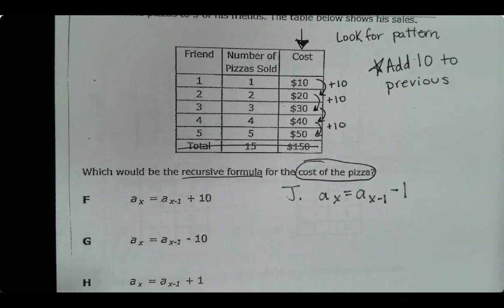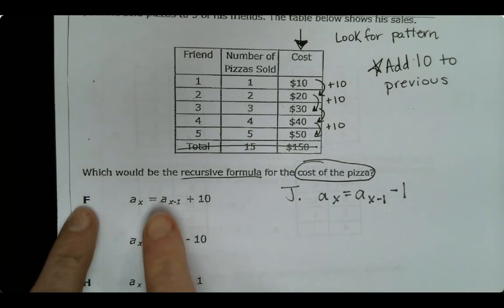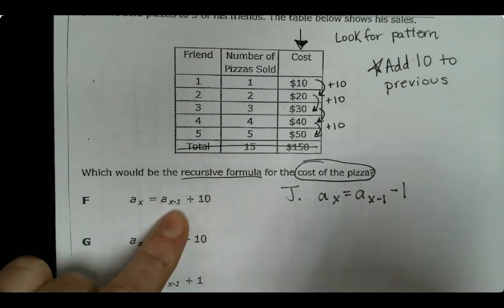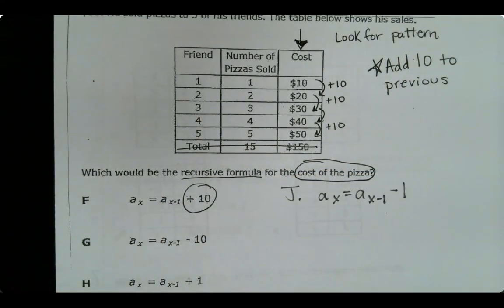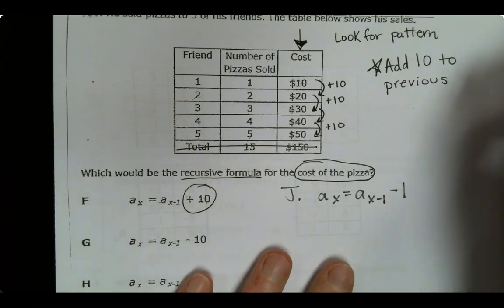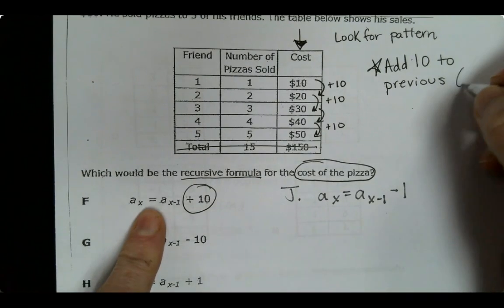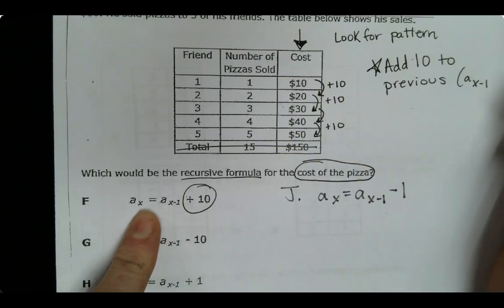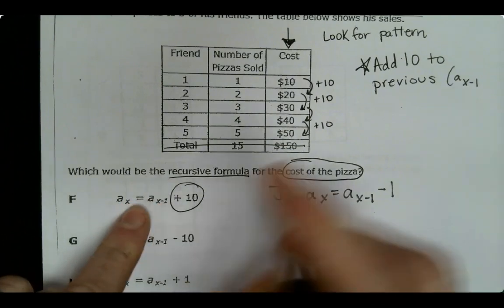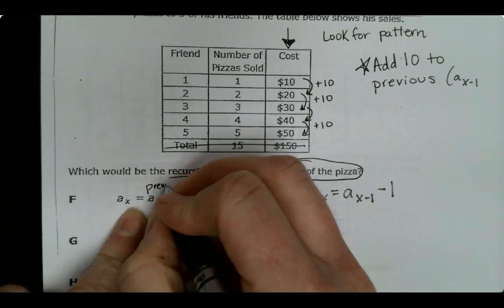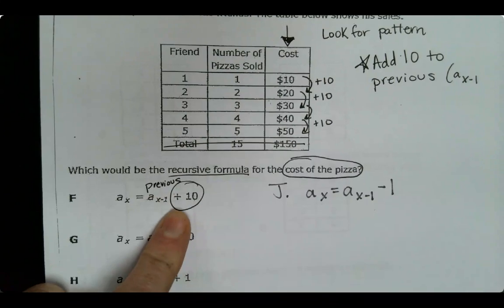So if you were to guess on this, look at your answer choices. What would you just guess? F. Why? Yeah, because it says plus 10. And that would be correct. But what this A with the subscript of x minus 1 is, that's how they identify what the previous is. So it's saying the previous plus 10.